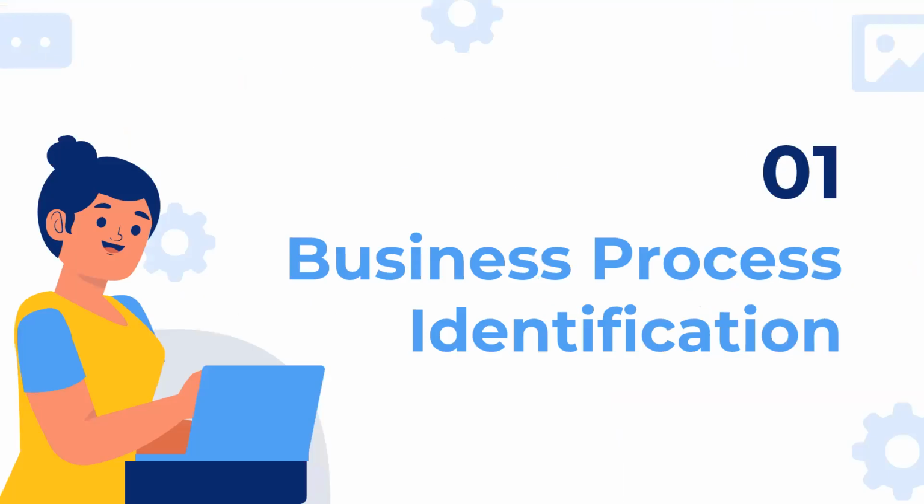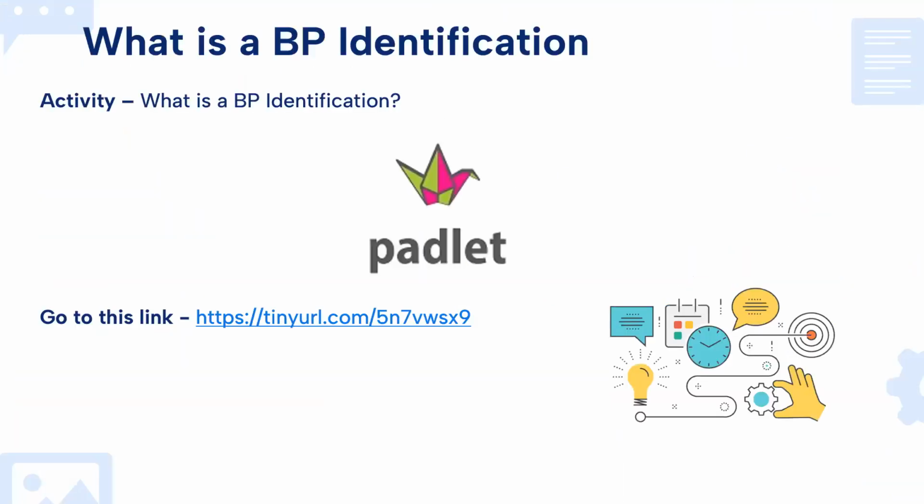Okay, starting with business process identification, we'll start with a small activity. In this activity, we have to identify what business process identification is. For this, you can go to the Padlet link that I have already shared in the Moodle. So go to Padlet.